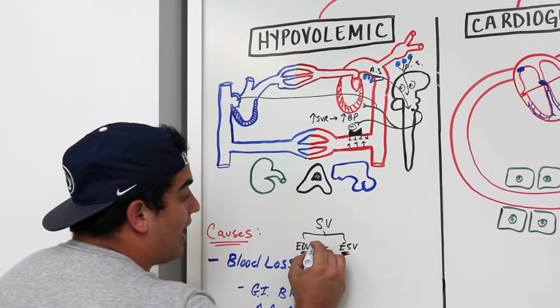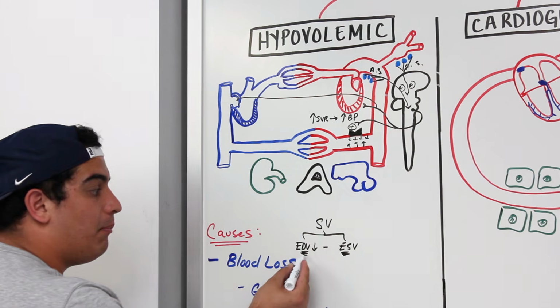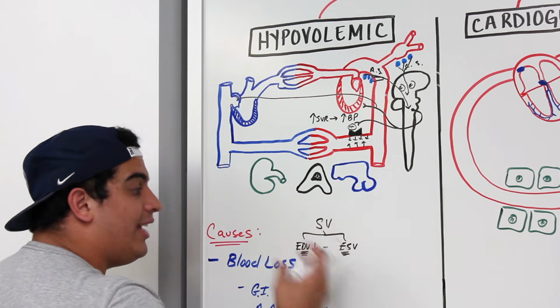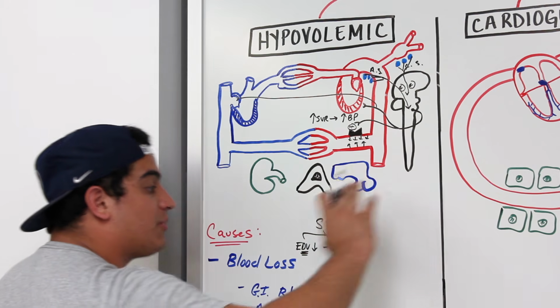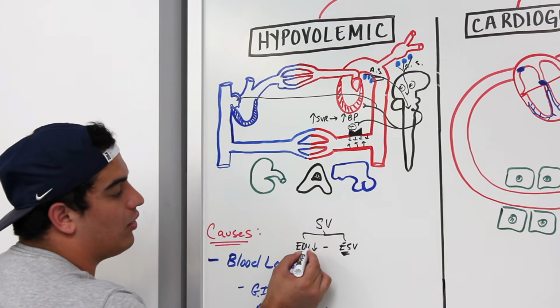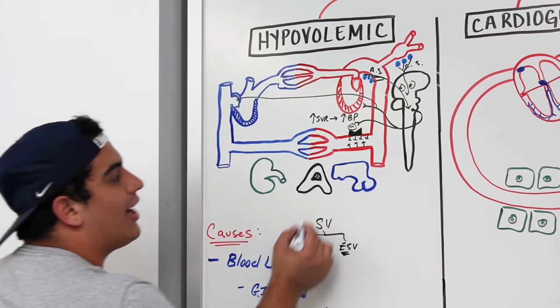The problem is that we have a very low EDV. Why? Because we don't have enough blood volume. So even though we're going to try to increase the contractility of the heart and push as much blood out as possible, the blood volume is so low, that the EDV is so low, that it doesn't matter. It's not going to affect it.